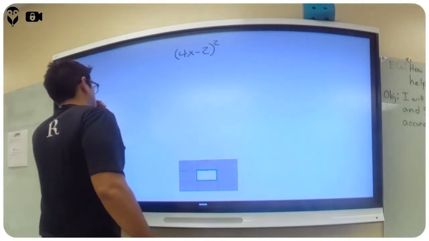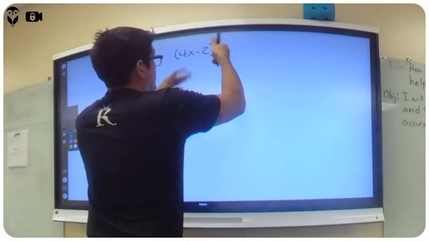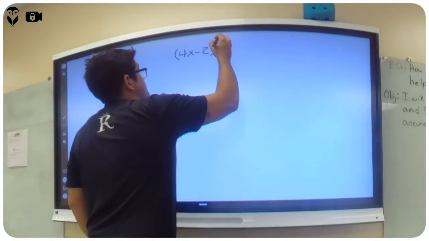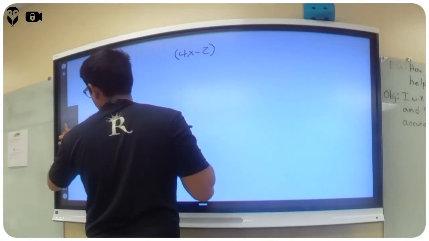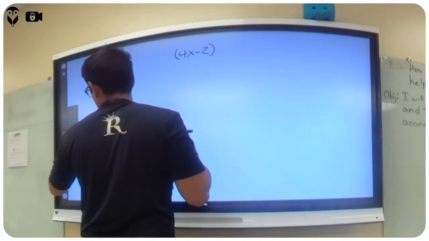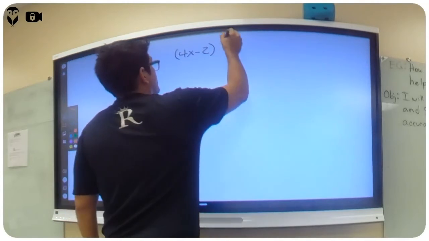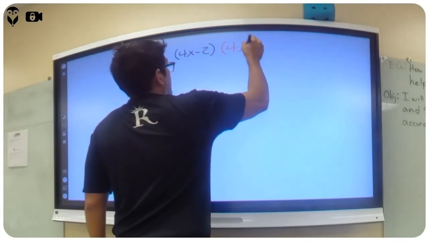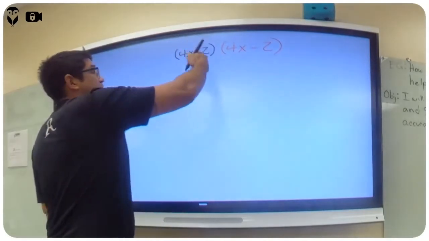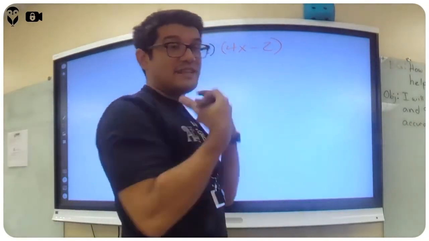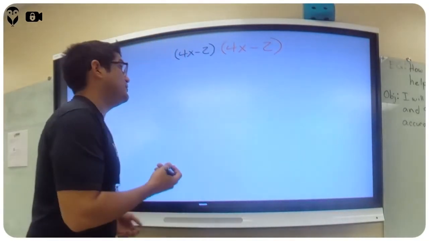Now this one is 4x minus 2 squared, so there are going to be some minuses. I'm going to change the color here so you know the first step was to do that. Let's do it with orange. So now it's going to be 4x minus 2. Okay, so 4x minus 2 squared is 4x minus 2 times itself, which is 4x minus 2.